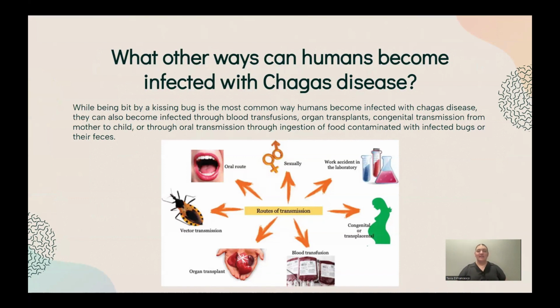Other ways that humans can be infected with Chagas disease are orally through things like contaminated food, vector transmission through the bug, organ transplantation, blood transfusion, congenital, which is from the mother to the unborn baby, work accidents in the laboratory, which is specifically dealing with the parasite itself or the disease, and then finally sexually.